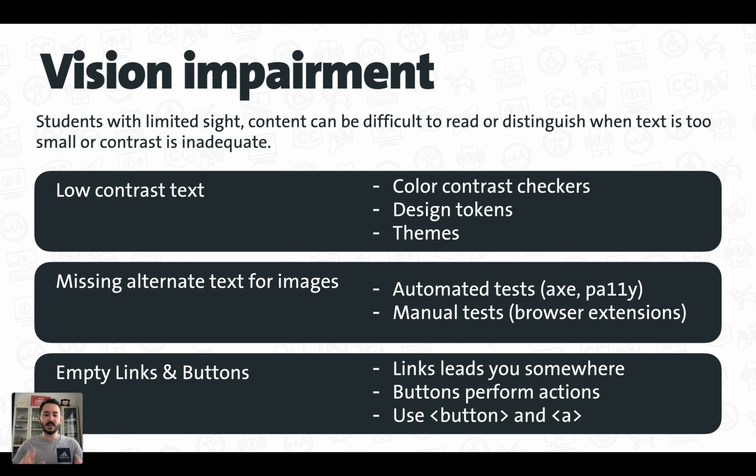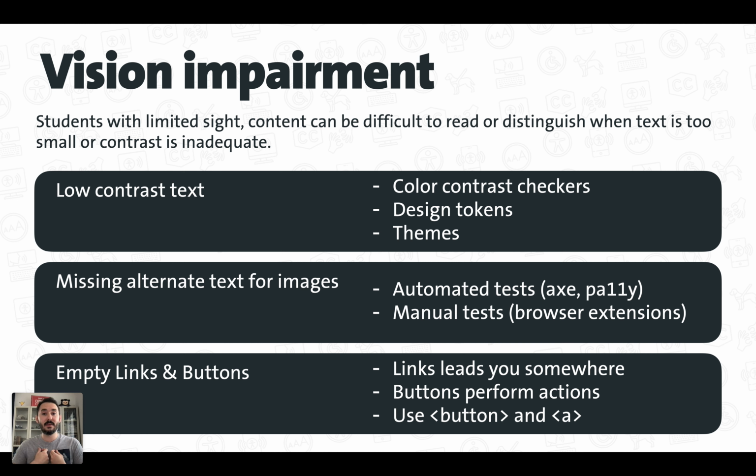So every image has to have an alternate text. In HTML, we can do it with the alt attribute in the image. How can we be sure that all our images in the platform have alternate text? So we can pass automated tests. And the two best automated test engines that I can recommend to you are AXE and Pa11y.